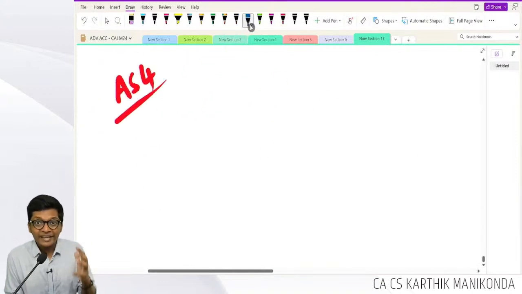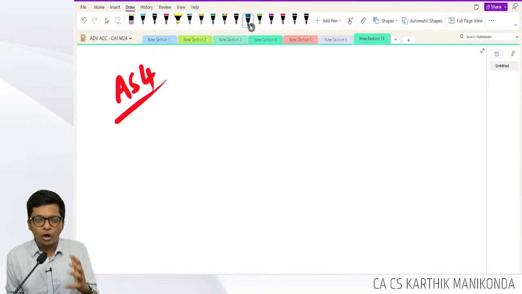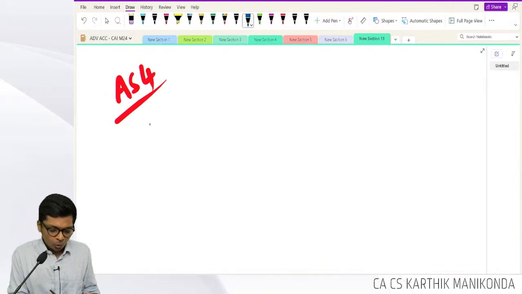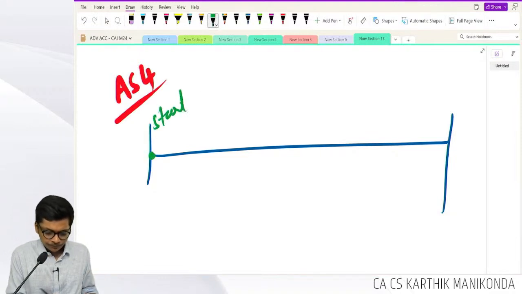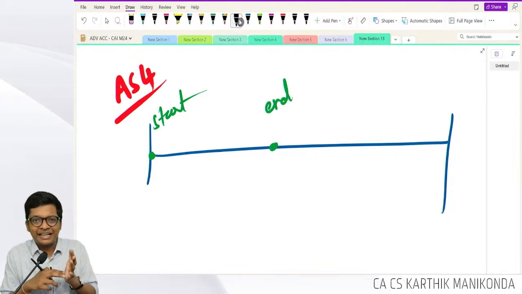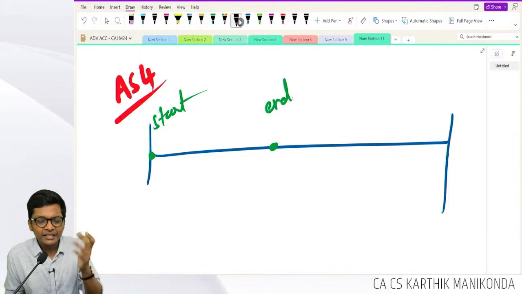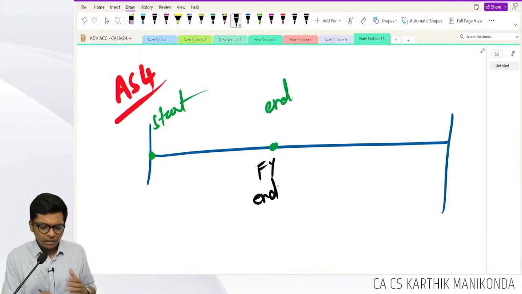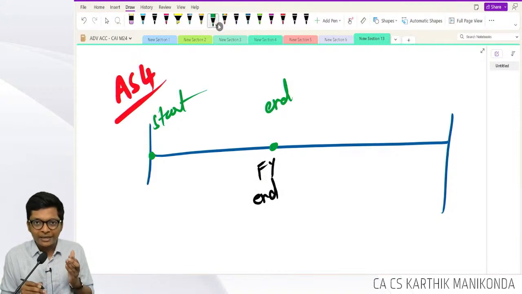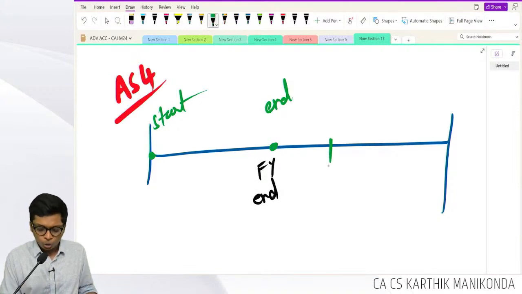AS4, we all know AS4 talks about events occurring after balance sheet date. Now, what are the events occurring after balance sheet date? What is this standard mainly talking about? This is the start of the year. This is the end of the year. It could be any year, financial year, calendar year, June to July. They will give any financial year. Let's take the end as financial year. And we all know that the balance sheet will not be prepared immediately. It takes some time to prepare the financial statements and approve it.